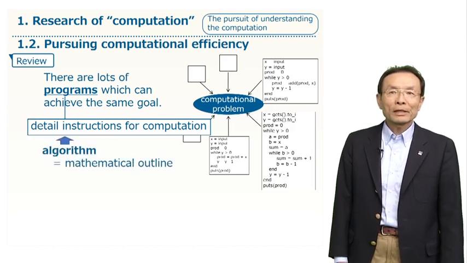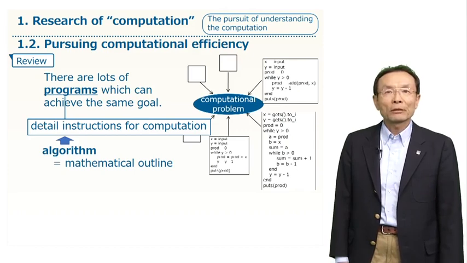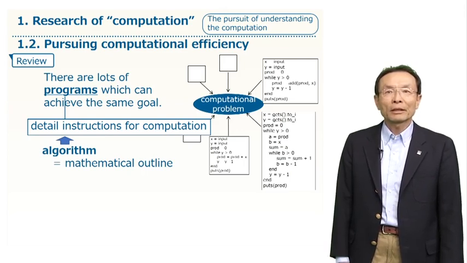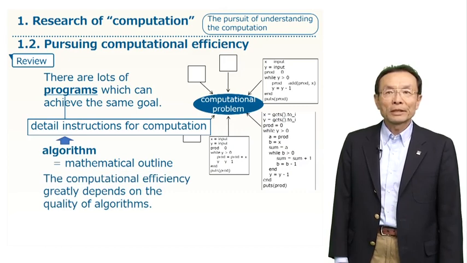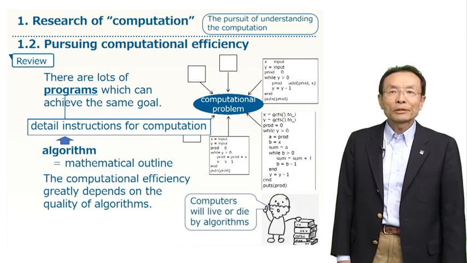But when we discuss computational efficiency, we will usually use an algorithm, which is an outline of a program that may not be so detailed but is still mathematically precise enough. Computational efficiency greatly depends on the quality of algorithms. In other words, computers will live or die by algorithms.